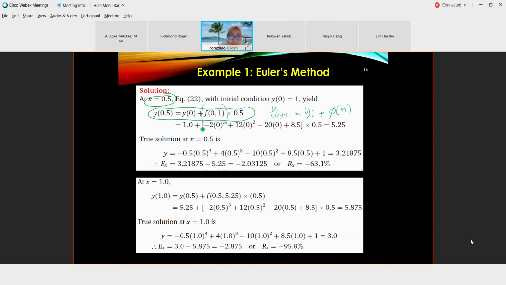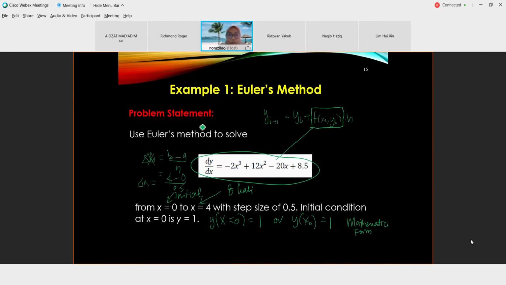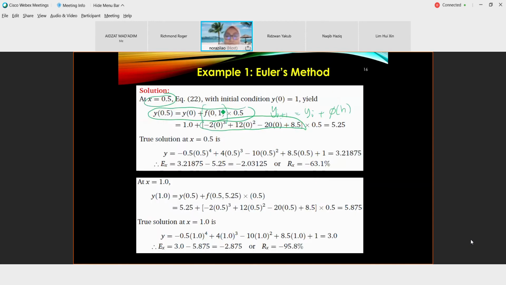So dy dx is minus 2x. X is 0.5. Just put in 0.5. I'm sorry, not 0.5, because this is yi. Remember, this is f xi yi. It means that i means all values. All values are 0, 0, 0.